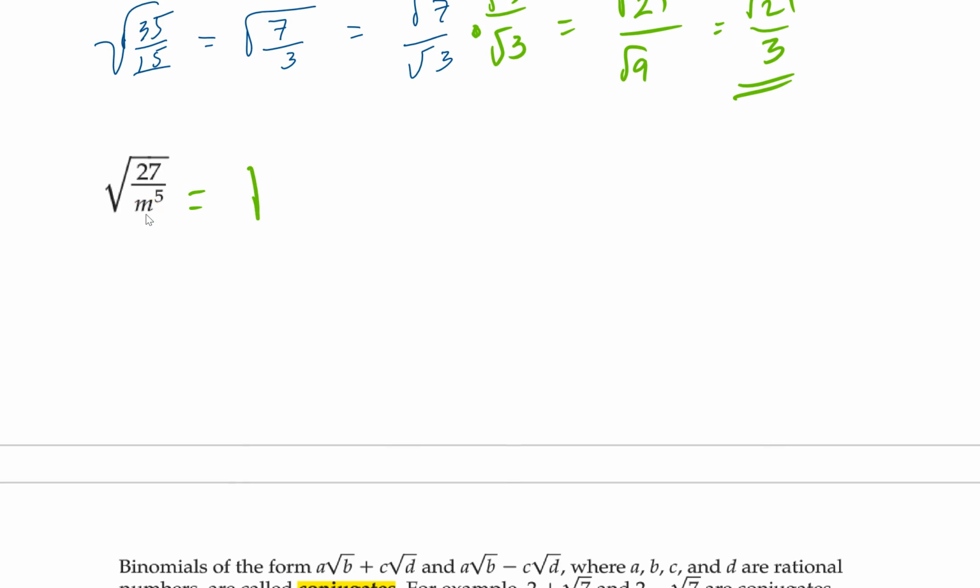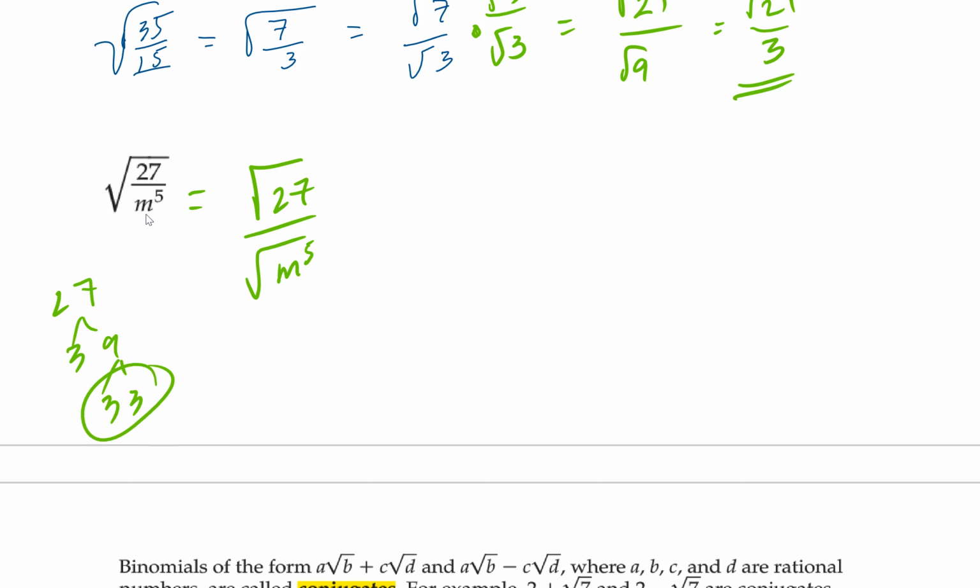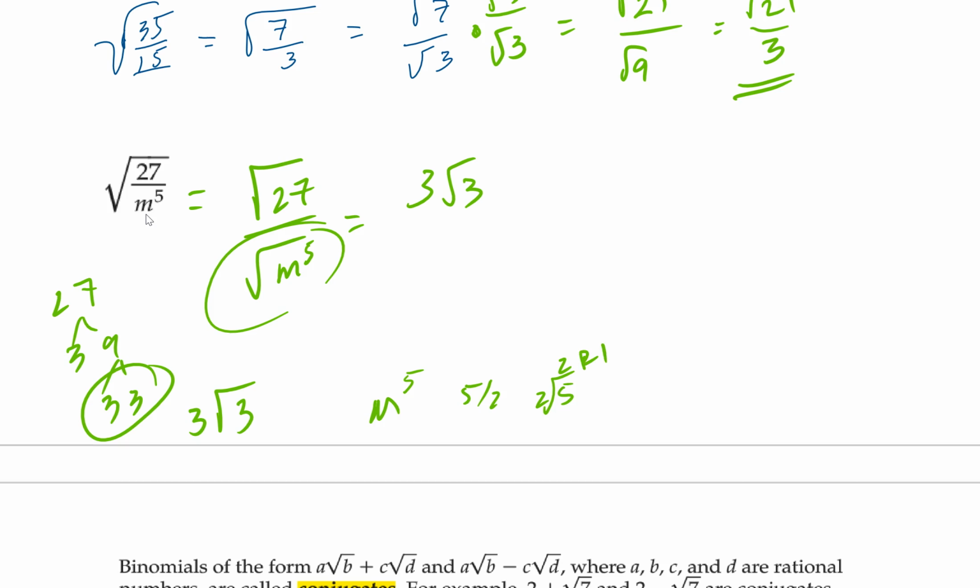So this one I can't do, so I'm going to split it first. Radical 27 over radical m to the 5th. Now before I start, let's reduce this. So radical 27, let's break it down: 3 and 9, 3 and 3. Have a pair. So that's going to be 3 on the outside, and then a single 3 on the inside. M to the 5th, we just talked about this, right? You take the power and divide it by 2. 5 divided by 2 is 2 remainder 1. So you have 2 m's on the outside and 1 m on the inside. The remainder is on the inside. So it's like this.